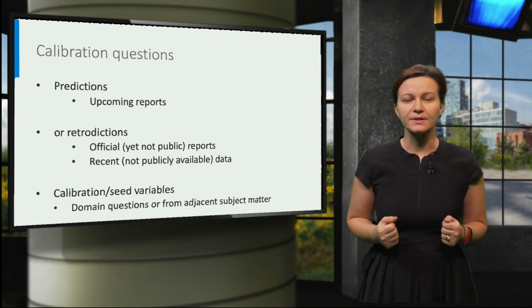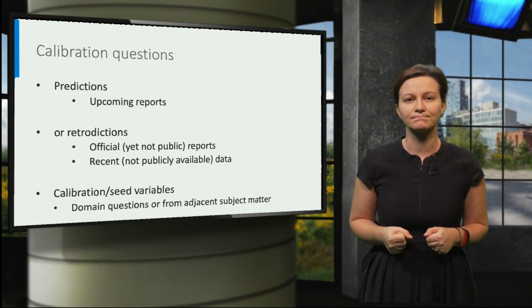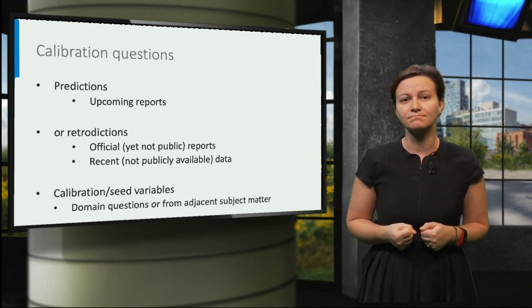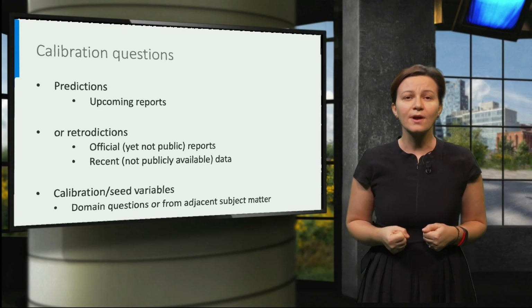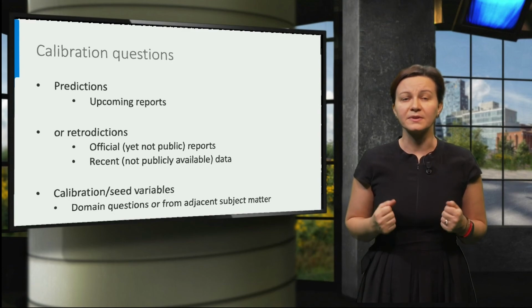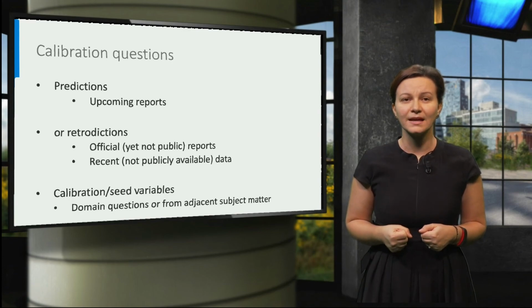Sometimes the calibration questions cannot be chosen from the same domain as the questions of interest. This can be simply due to the fact that there are no available data yet for that given domain. Think about newly developed drugs or technologies, for example. In this case, an adjacent domain is chosen for developing calibration questions.